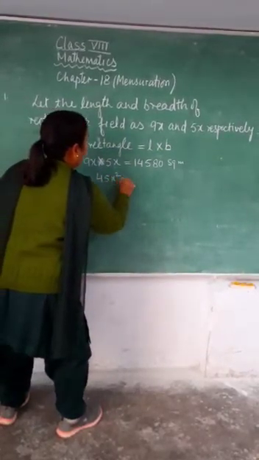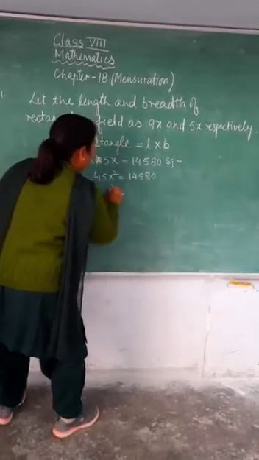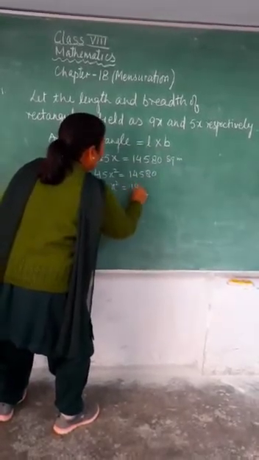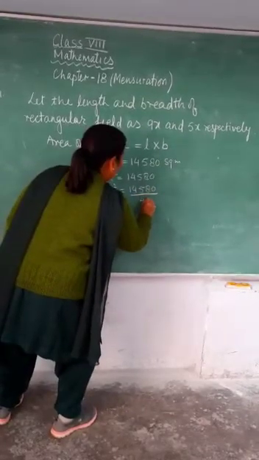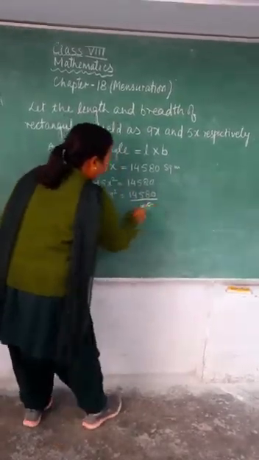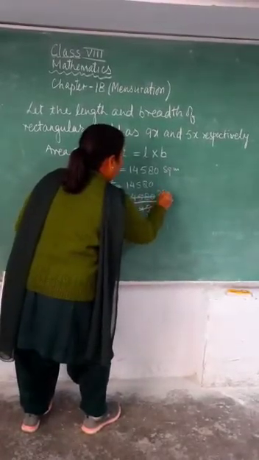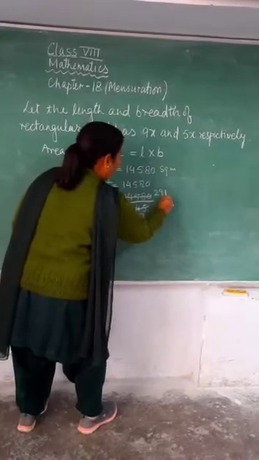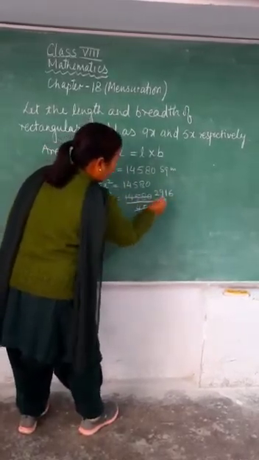So 9 fives are 45. x square equals 14,580 divided by 45. We can divide this by 5. 5 nines are 45, 5 twos are 10, 5 nines are 45, 3 is left, 5 sixes are 30. I think this is divisible by 3.